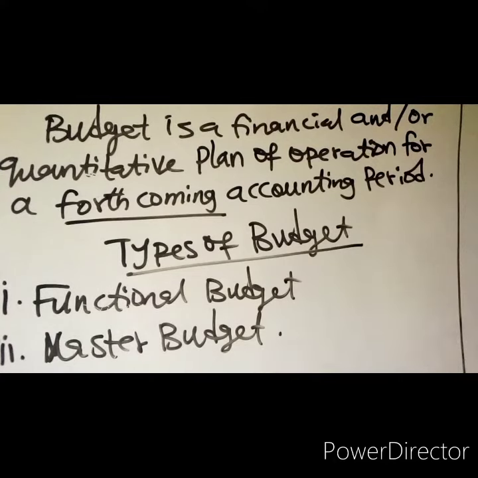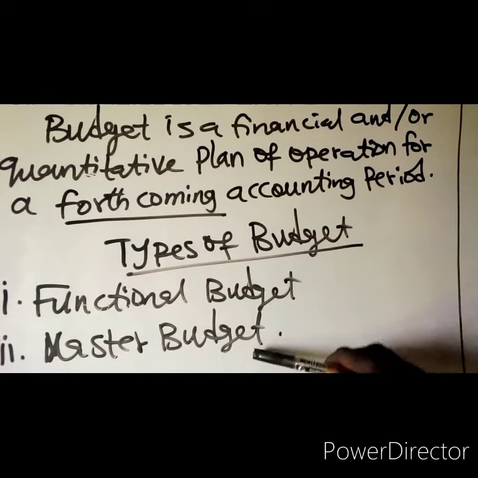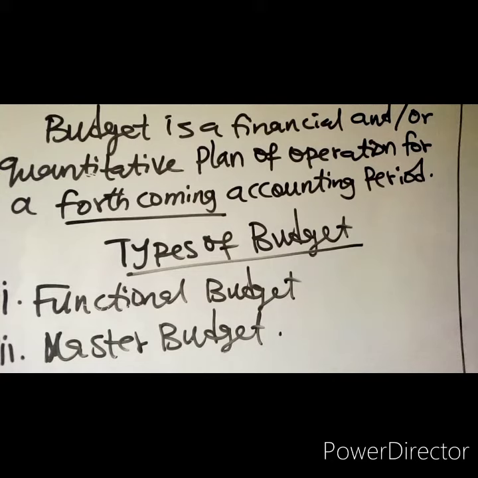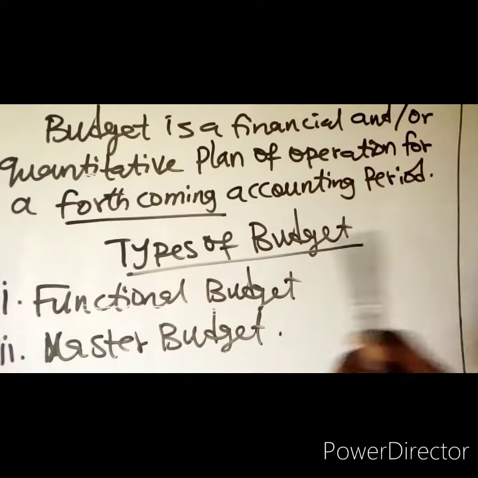Master budget. This is the summary of all functional budgets, including the budgeted financial statements. When we say budgeted financial statements, we mean the budgeted statement of profit or loss and the statement of financial position. The summary of all functional budgets, including the budgeted financial statements, is said to be the master budget.